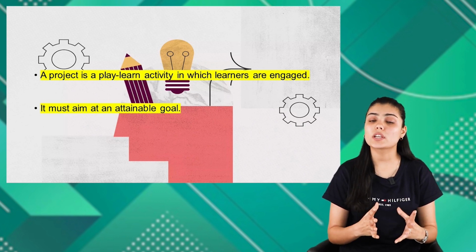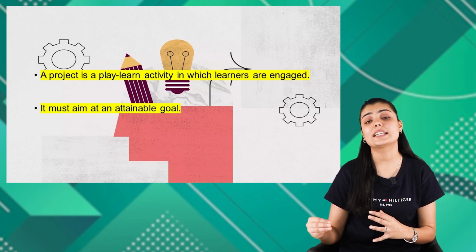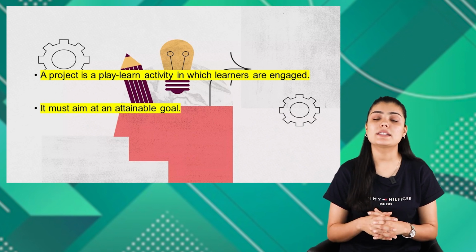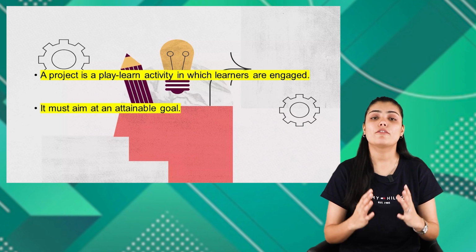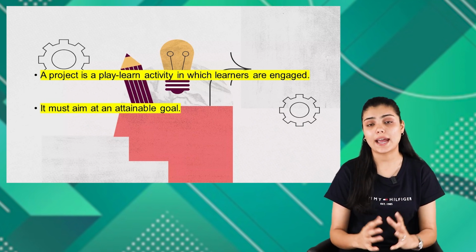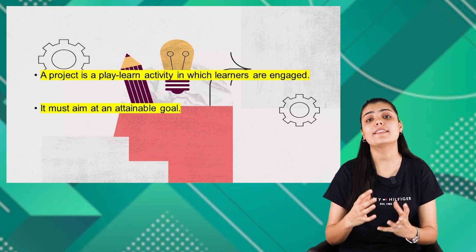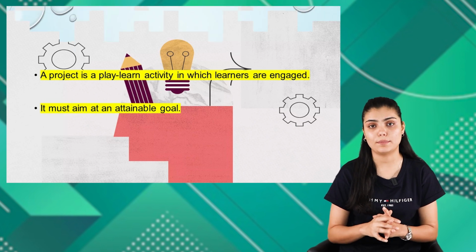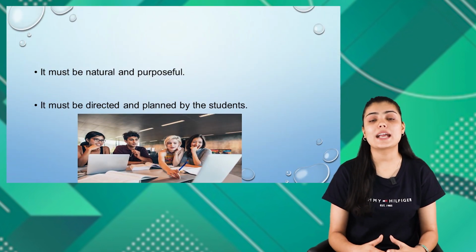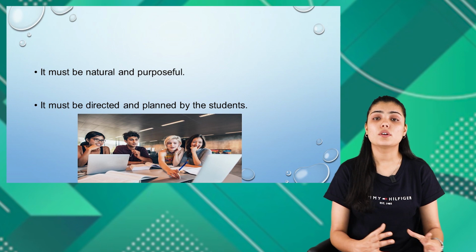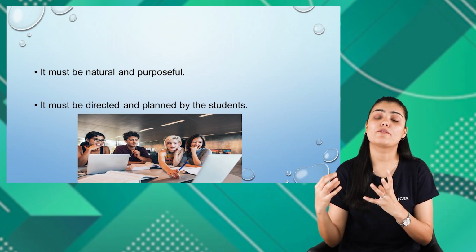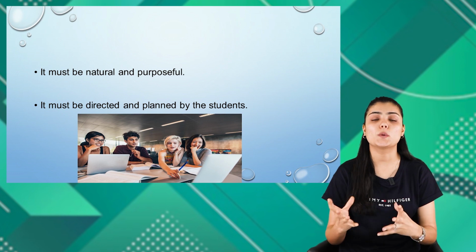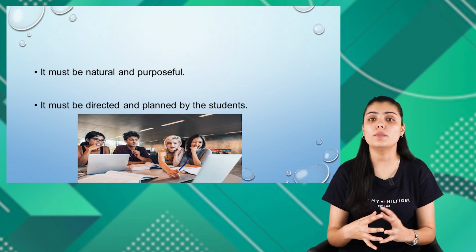Next one, a project must aim at an attainable goal. As we have been discussing, a project will have educational objectives to be met. For every project that the students carry out, there must be an aim and there must be a goal that is attainable. Next one, it must be natural and purposeful. So a project must be natural and, of course, it must be purposeful. The students must be able to learn from the project.